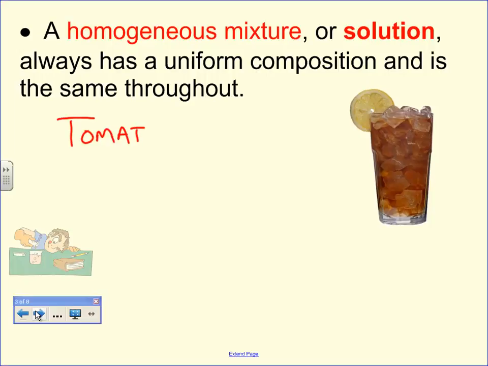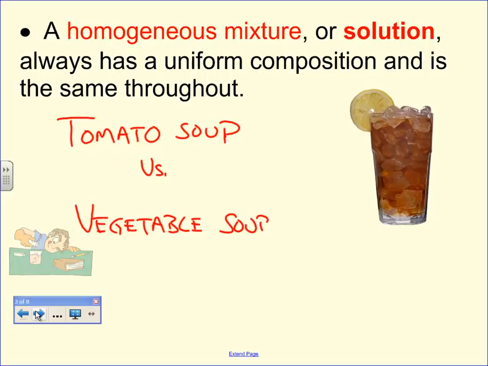A good analogy that I like to make to tell the difference between a homogeneous mixture and a heterogeneous mixture is to use two kinds of soup. If you've got tomato soup and you've got vegetable soup, just picture those in your mind. Tomato soup is the same all the way throughout. It's all one evenly blended, reddish orange mass of soup. That is a homogeneous mixture. It's the same all the way throughout. Your first bite is probably pretty much the same as your last bite.